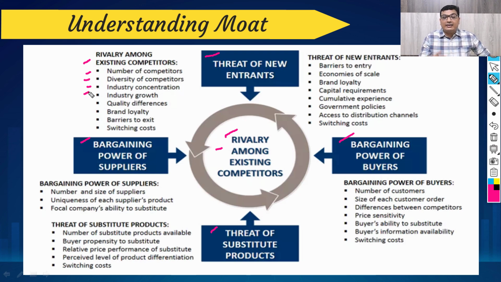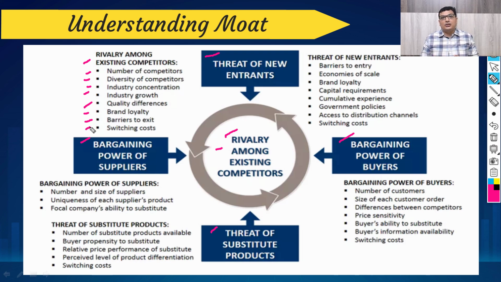ITC is basically an FMCG. So how do the FMCG companies grow, is the sector growing across the board? Again, how is the quality of the products, brand loyalty, whether the company has that type of brand, which gives an edge to that company against its competition. Again, what are the barriers to exit? Again, switching costs. What is switching cost?